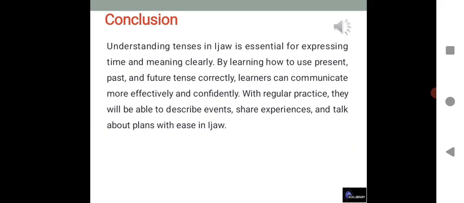Ultimately, mastery of tense in Ijaw strengthens overall fluency and supports more natural, meaningful interaction in both spoken and written communication.